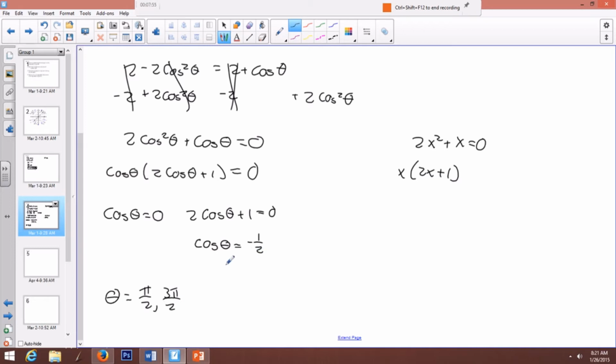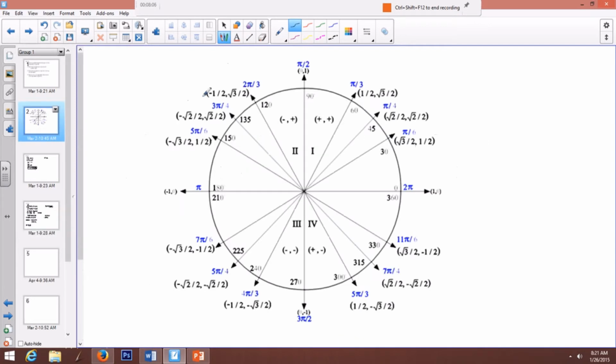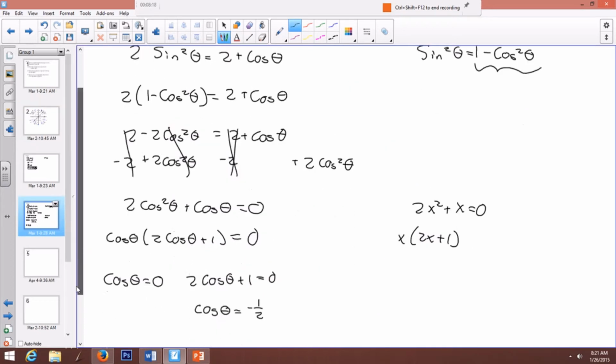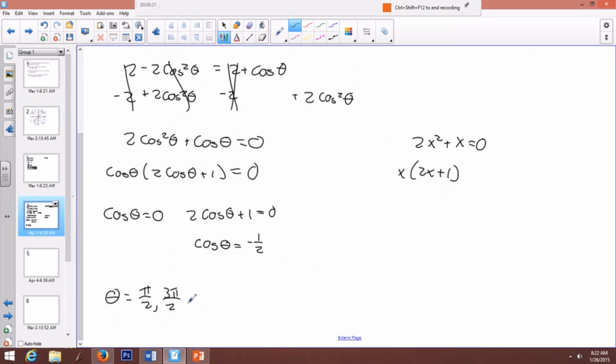Now for this one, I need to find the two angle measures that are going to give me x values of negative 1/2. That's what it's asking for. So I have an x value of negative 1/2 here at this angle measure, and I have an x value of negative 1/2 at this angle measure. So the solutions for this second part will be 2 pi over 3 and 4 pi over 3, because they are the two values for theta that will make the cosine equal to negative 1/2. Those are the solutions for that particular problem.